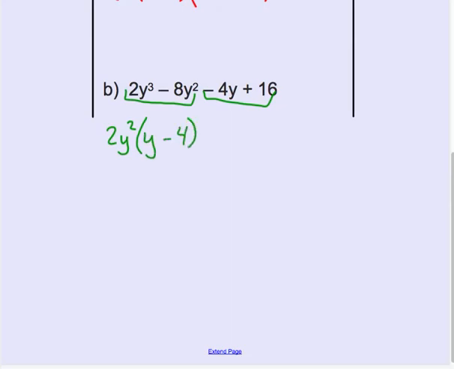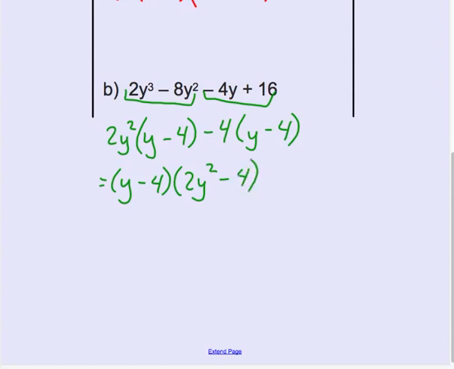Now the second 2 terms, because I want the binomials to match, they have opposite signs. So I'm going to factor out a negative 4, leaving me with y minus 4, which of course is the binomial on my first term. So I'm going to factor that out again, leaving me with 2y squared from the first term and minus 4 from the second term.